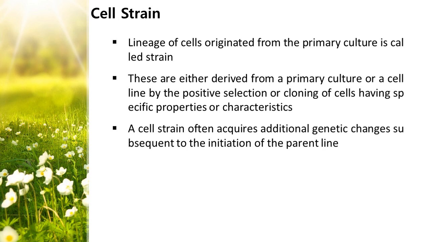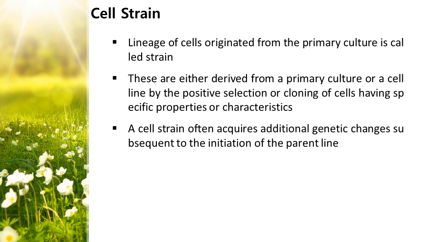So cell strain. A cell strain is nothing but the lineage of cells that originated from the primary culture. Here there is a continuous lineage. Lineage is nothing but directly resulting from the ancestor. So directly resulting from the ancestor, we can call it the lineage. And this lineage of cells is also referred to as the strain, or we can call them the cell strain.